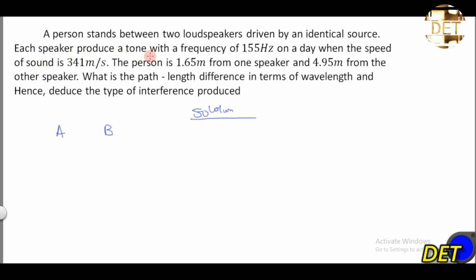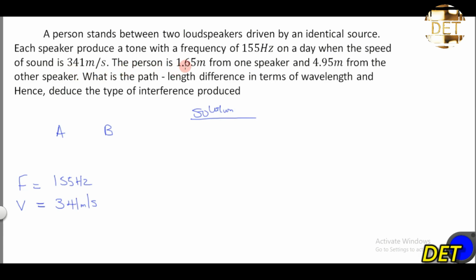Each speaker produces a tone with a frequency of 155 Hz. So the frequency of the two speakers is 155 Hz, right? On a day when the speed of sound is 341 meters per second. So the velocity of that wave is what? 341 meters per second. That's the velocity of the sound wave, right?